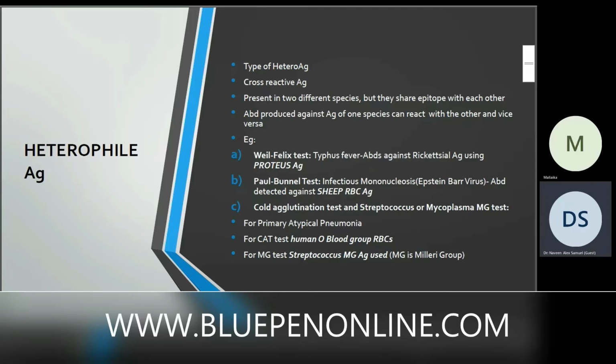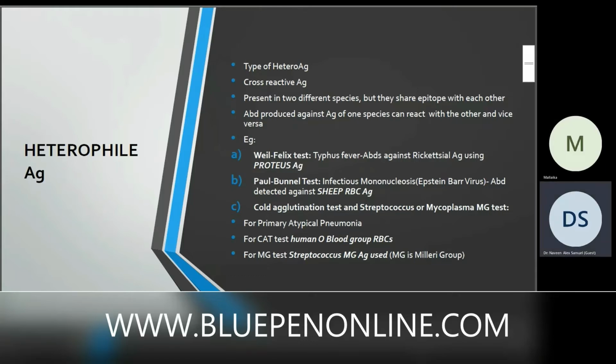In the Weil-Felix test, what we do is detect antibodies against typhus fever. Typhus fever is caused by rickettsia. So antibodies against the rickettsial antigen are detected using a Proteus antigen. Here the antigens are the rickettsial antigen and the Proteus antigen. The rickettsial antigen elicits an antibody reaction, and this antibody will bind to the Proteus antigen. If it binds to the Proteus antigen, the Weil-Felix test will be positive. That's how we find out that the patient has typhus fever.